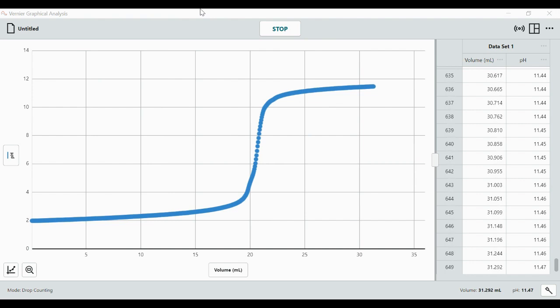We can determine what's known as the equivalence point by taking a look at the region of the graph where the pH increase is the greatest. For this particular reaction, it will happen around a pH of 7.